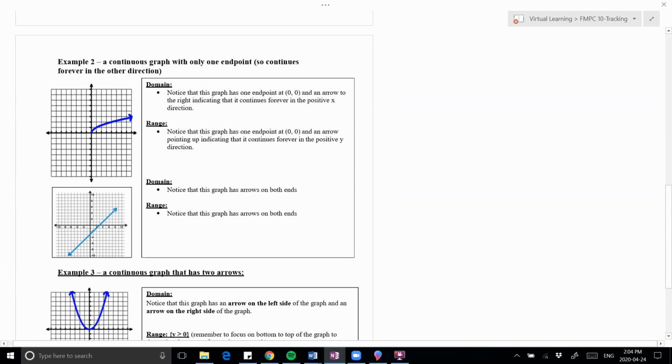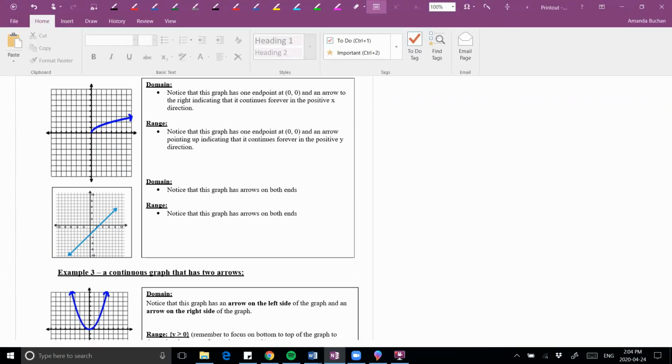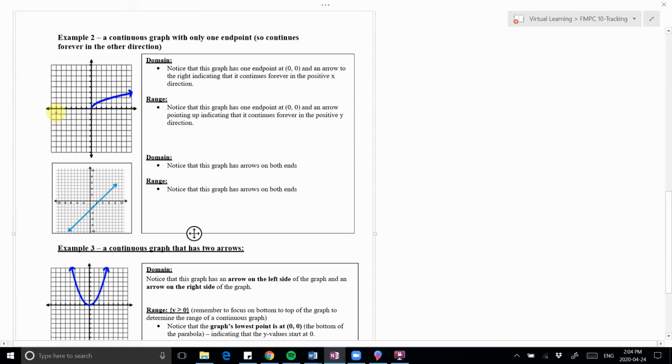Okay, so now we're going to start to introduce a graph that looks a little bit different. So just like before, we're going to start with domain. So I'm going to start at this left and move over until I hit, so there's my lowest point on my graph. And then I'm going to continue and I'm looking for the highest point on my graph. Notice that by the end of the graph, by the time my line ends, it's not a dot this time. Instead, it's an arrow.